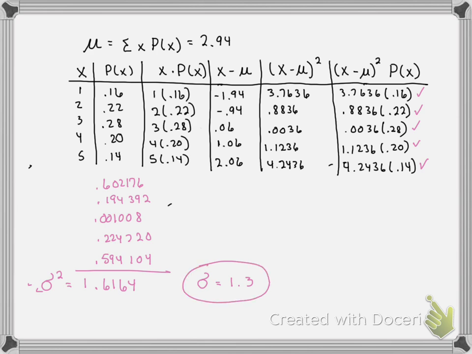So the interpretation of that is that most of the data values differ from the mean. In other words, that's the distance they are away from the mean by no more than 1.3 standard deviations.